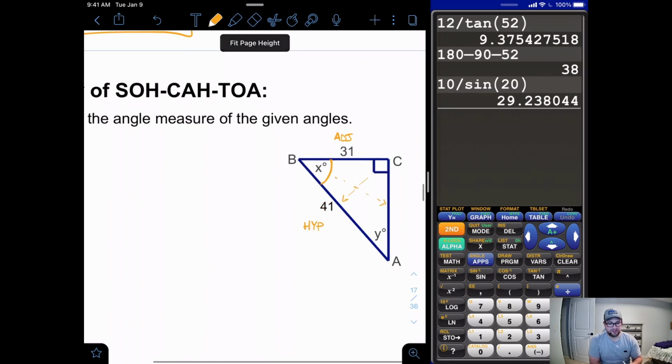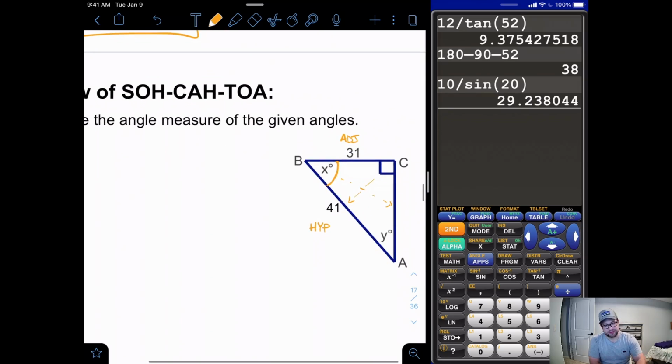Now, since we don't know what x is here, that's what we're going to be looking to find. We do know the adjacent side and the hypotenuse, which should make us start thinking already that we are working with a cosine problem, because the adjacent and the hypotenuse are talked about in there. So if I were to look at the cosine of my angle, now I don't know my angle, so I'm going to put x this time. So the cosine of my missing angle should be equal to my adjacent, which is 31, divided by my hypotenuse, which is 41.